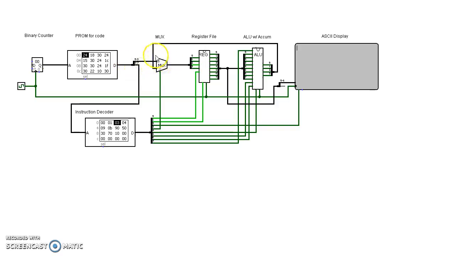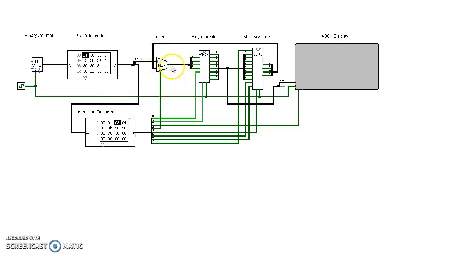Bits 0 through 3 from the PROM consist of data to be written to the register file, which will go this way. Bits 4 through 7 pass down to the instruction decoder. The decoder takes the instructions from the PROM and sends the enabling signals to the various components of the processor, allowing the processor to actually perform the functions as desired in the program.